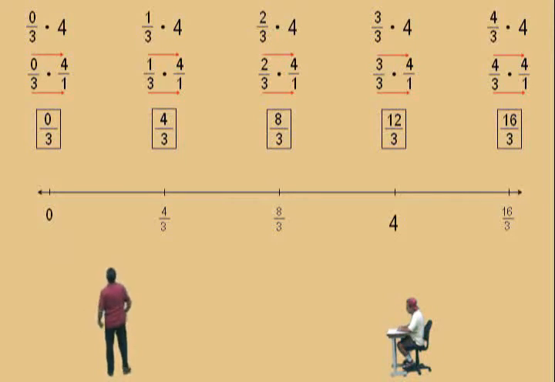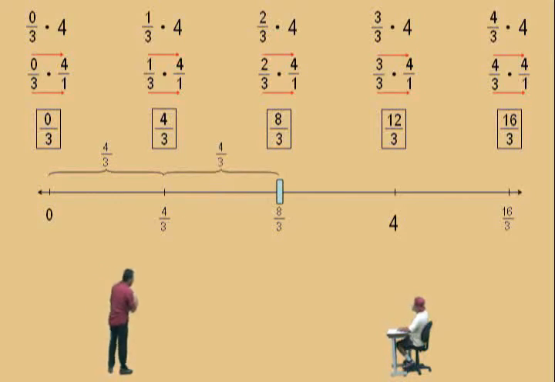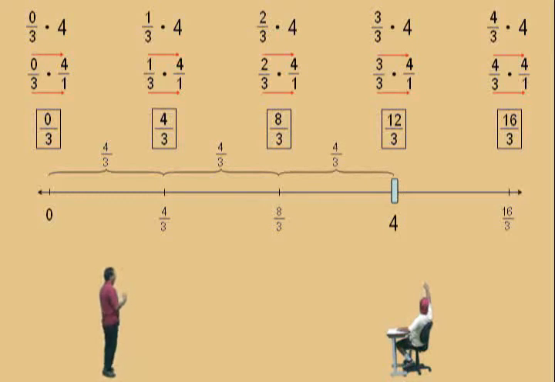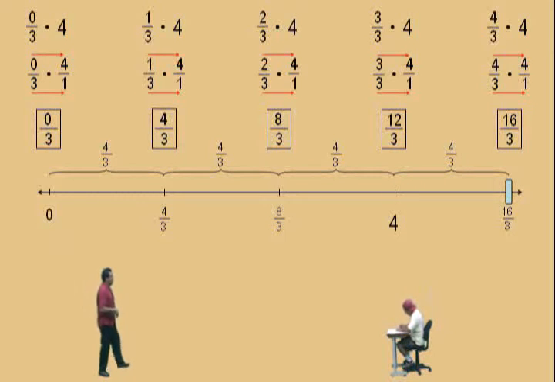So this is what we did, Charlie. Watch. 0/3 of 4, or 0 times 4 is 0. 1/3 of 4 is 4/3. 2/3 of 4 is 8/3. 3/3 of 4 is 12/3, which is 4. And 4/3 of 4 is 16/3. Or 4/3 times 4, rather. Okay, let's move on, Charlie.